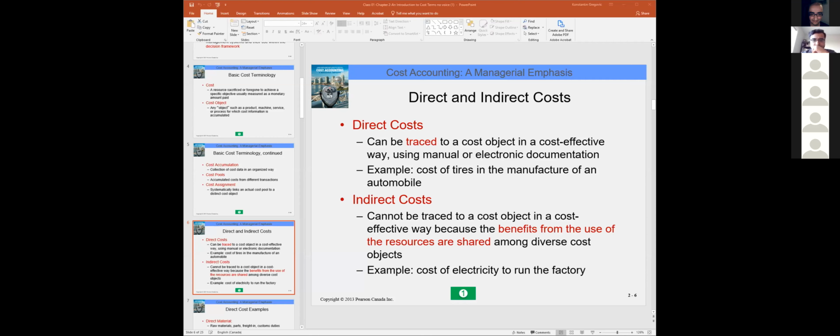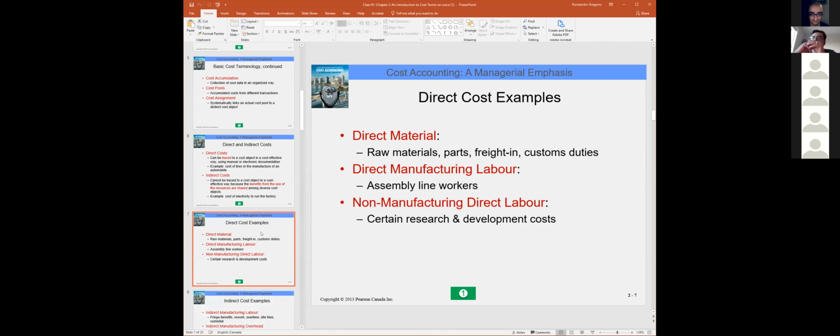In a lot of cases, for direct materials, it's pretty straightforward. You've got direct labor, that's pretty straightforward. When it starts getting into manufacturing overhead, that's where we start getting into more estimations and allocations and what have you. And that brings us to indirect costs. Indirect costs cannot be traced to the cost object directly. A good example is the electricity to run a factory.